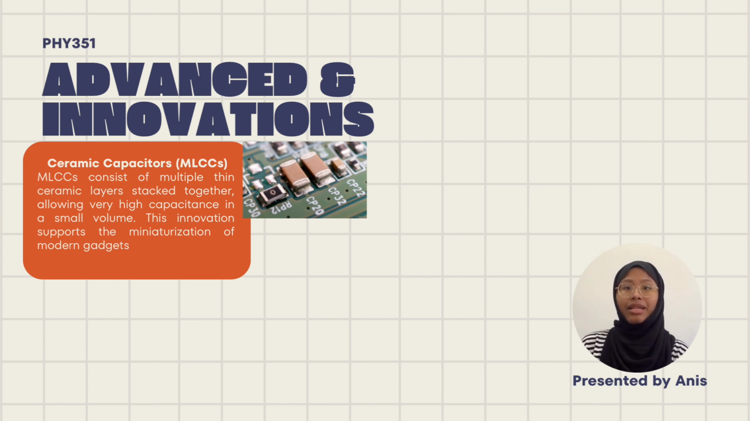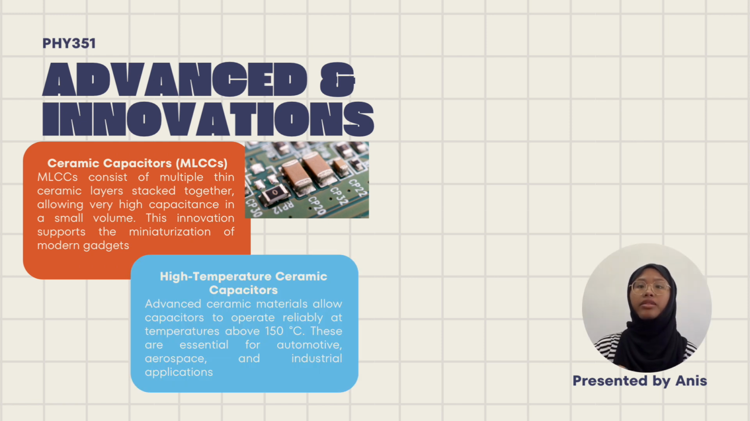MLCC are made by stacking multiple thin ceramic layers together. This layer structure allows them to achieve very high capacitance while occupying very little space. As a result, MLCC are essential for the miniaturization of modern gadgets, helping devices become smaller, faster, and more energy efficient. Next, we have high-temperature ceramic capacitors.